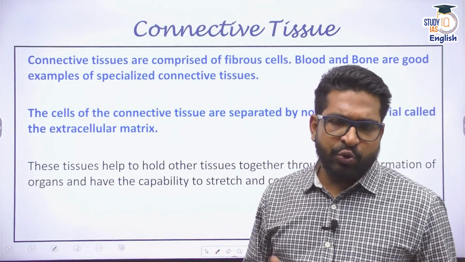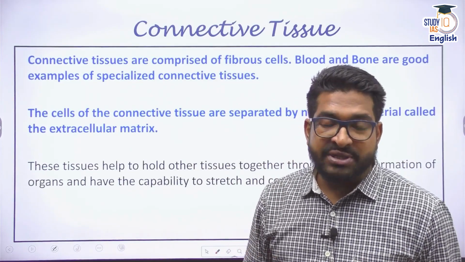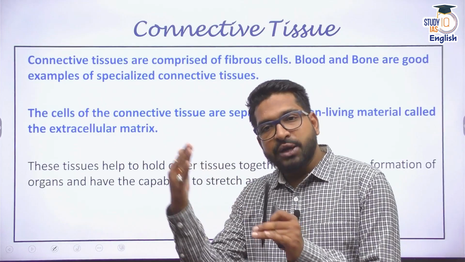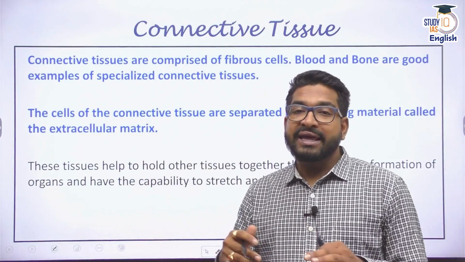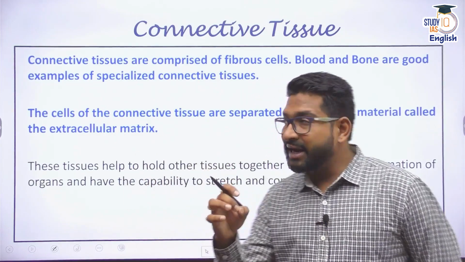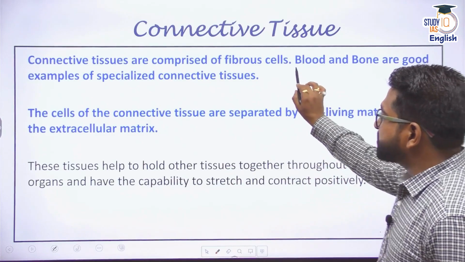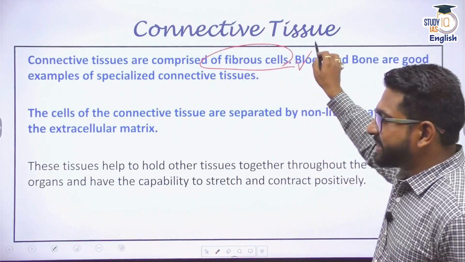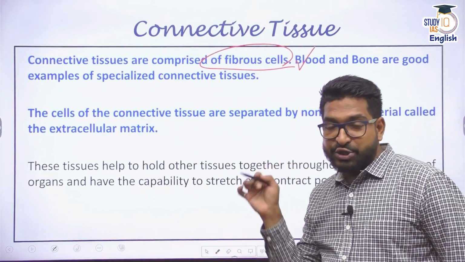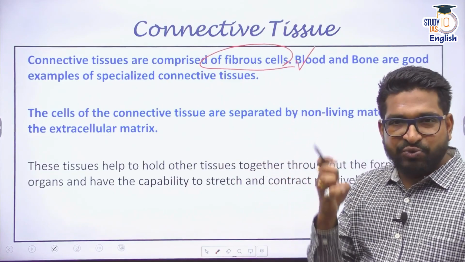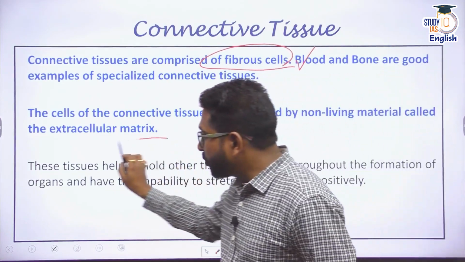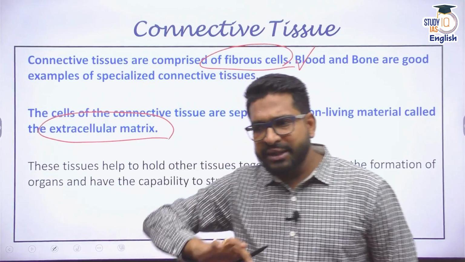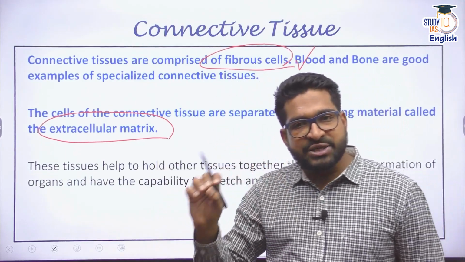By the name itself, you do understand connective tissue means it connects one part to another part, or they have a job of connecting. So connective tissues are comprised mainly of fibrous cells, and when I say connection, that means cells would be rather less. They will have more and more extracellular matrix. That means they are going to have some sort of specialized job.